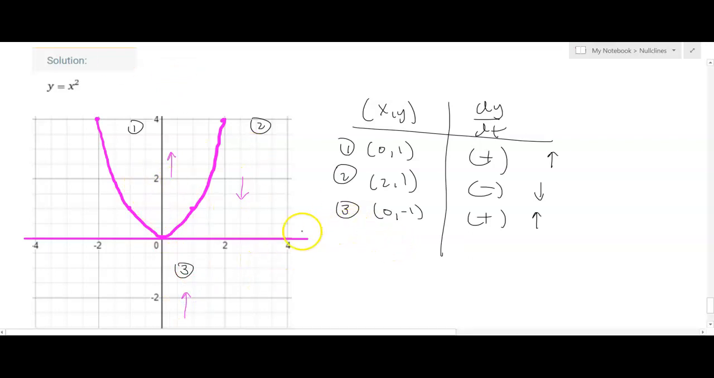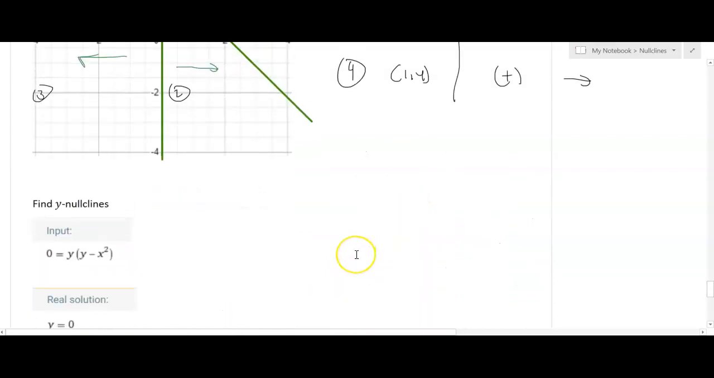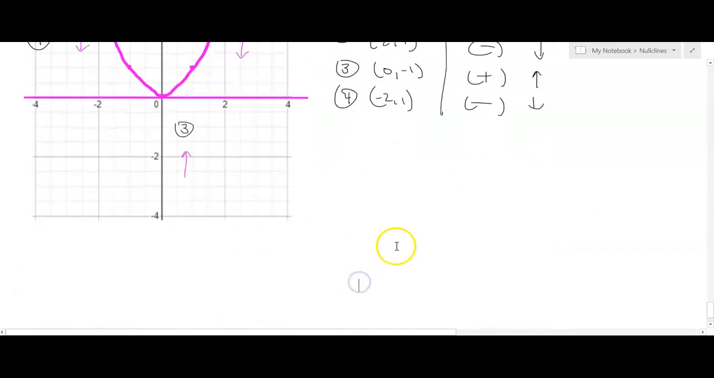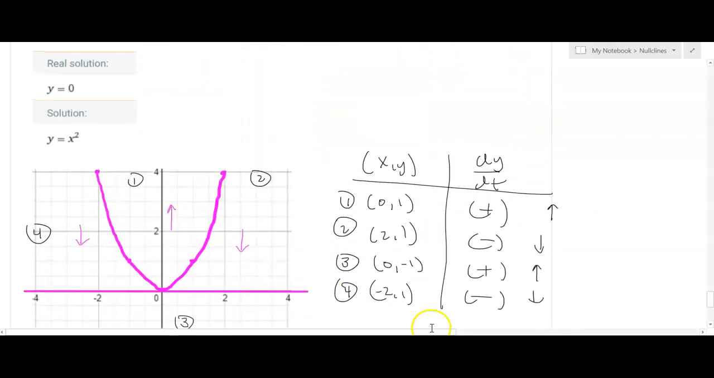And that's region 3. Region 4 is over here, so let's pick (-2, 1). That's going to give me a negative slope, and so those vectors are going to point downwards. Now I'm going to put these two things together and draw all the x and y nullclines together on the same graph. So let me go ahead and do that below.